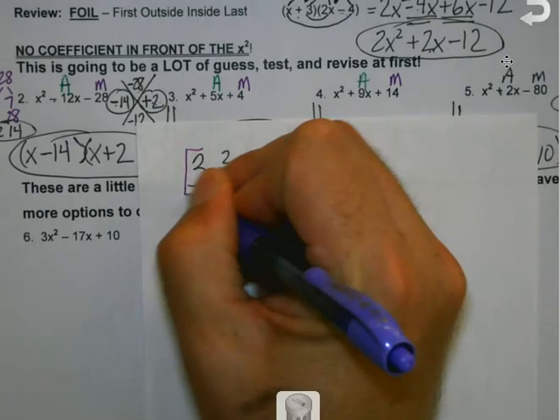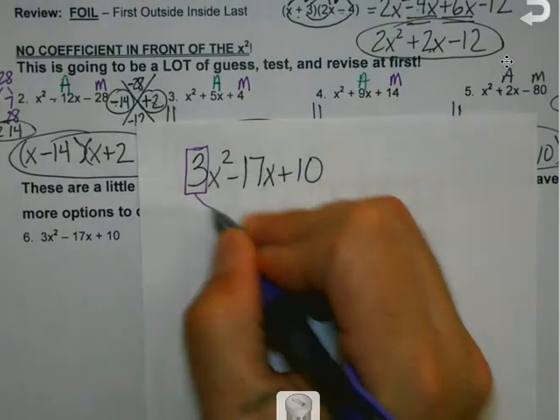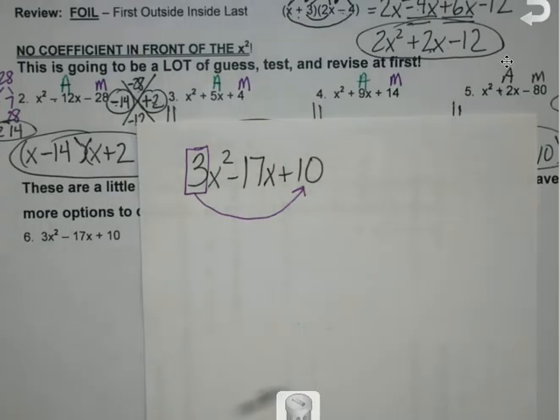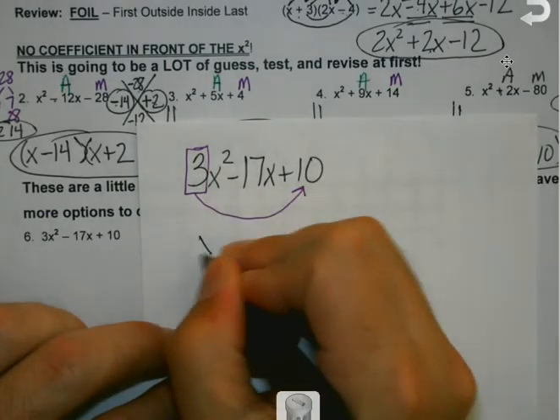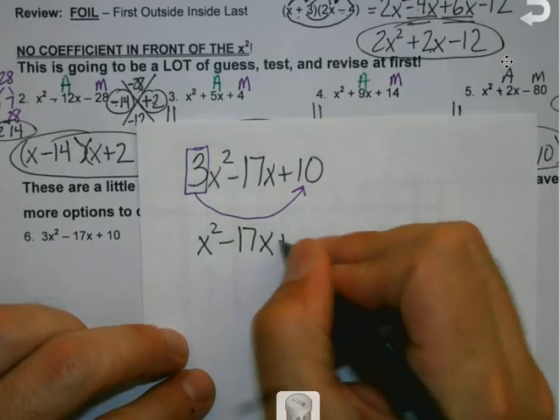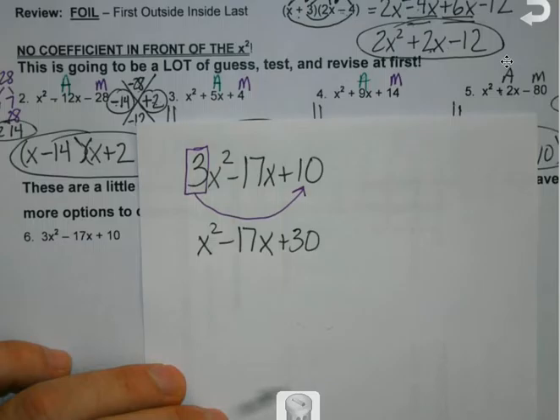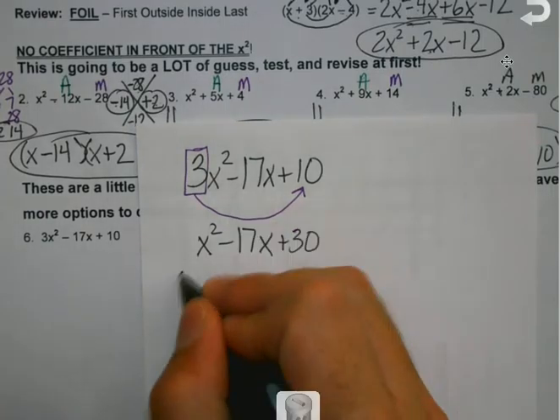I'm going to take my first number, that number in front of x squared, I'm going to slide it down to the end. Now here's what slide means in this case. I'm going to multiply the 3 times the 10. So slide the 3 down to the end. Now it looks like the diamond problems that we've been doing, because there's no number in front of x squared anymore. This is slick.